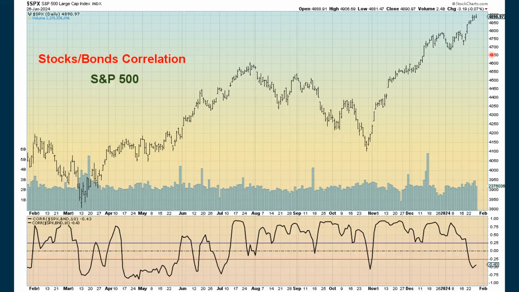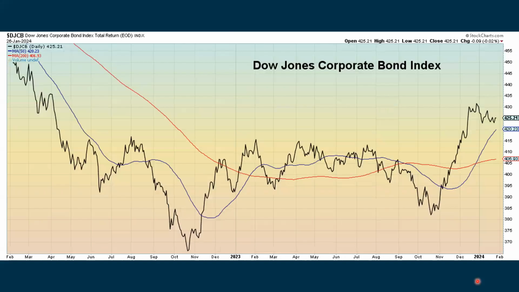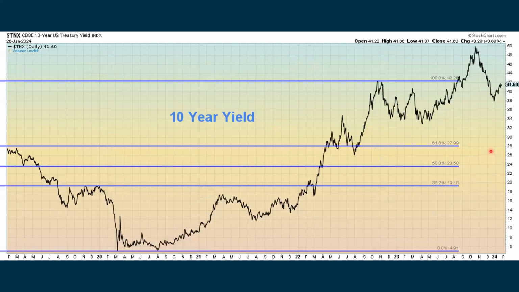Then we look at a stock to bond correlation, where they're having a slight tendency to go in opposite directions right now. A lot of times we'll see a real strong correlated relationship, meaning that if stocks are going up, bonds are going up. Now they're having a tendency to move in opposite directions. Then we look at the Dow Jones Corporate Bond Index, which continues to be in an uptrend and has been showing some improvement. Here's the 10-year yield where we hit 5%.